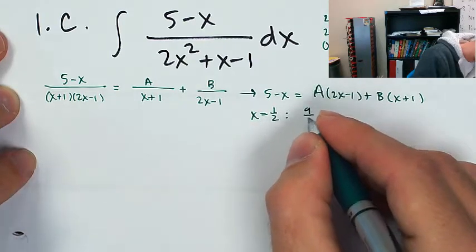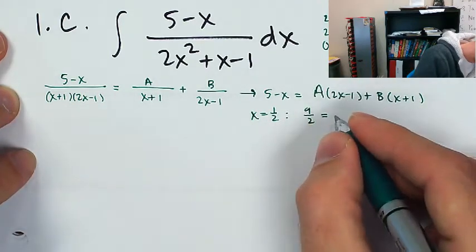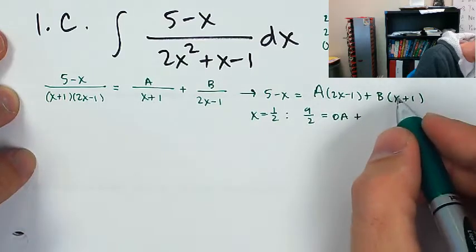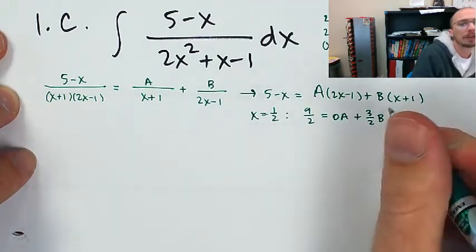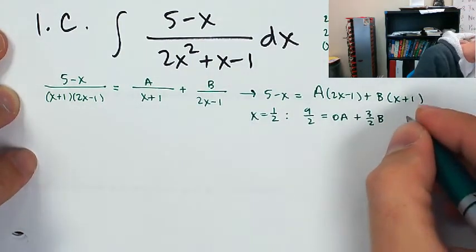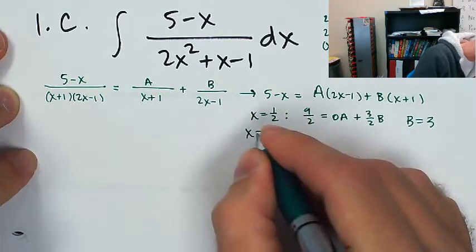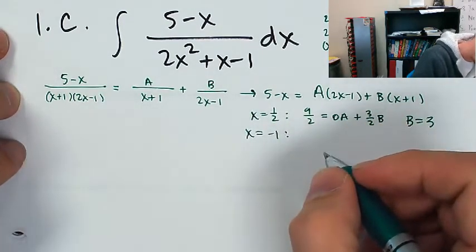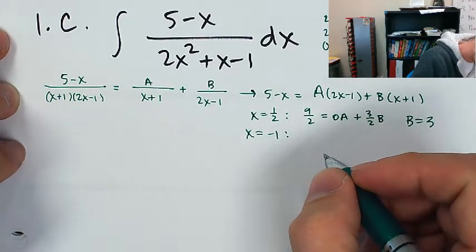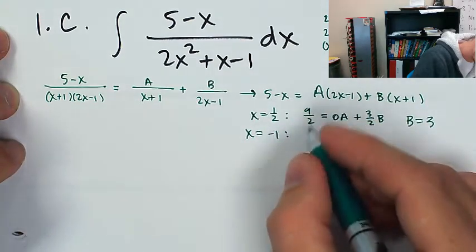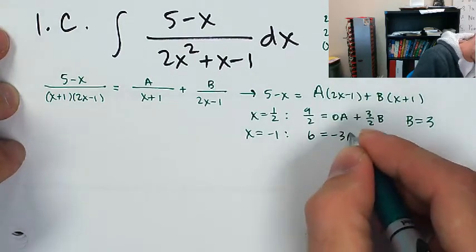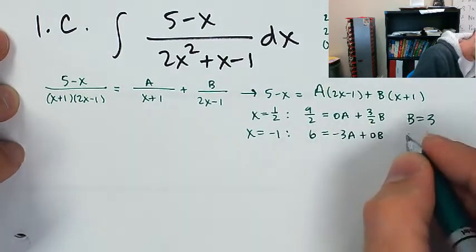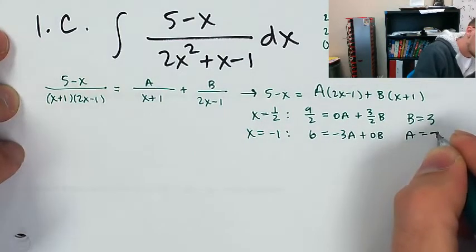5 minus 1/2 is 4.5 equals 0a plus 3/2 b. So 1/2 plus 1 would be 3/2. And so 3b equals 9, b equals 3. And when x equals negative 1, I'm going to have 5 minus negative 1 equaling a times negative 2 minus another one is negative 3 and 0b, so a is looking like negative 2.